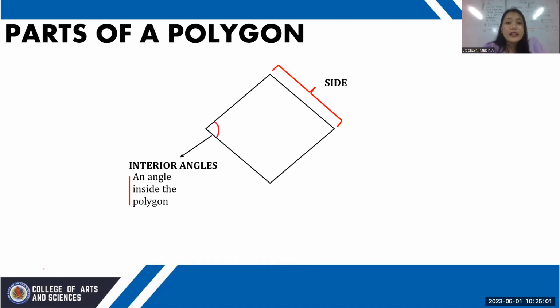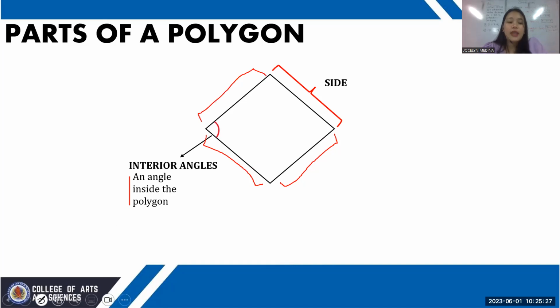Okay? Pangalawa, we have what you call your sides. Ang sides natin, anak ko, these are the straight lines that enclose a polygon. So yung sinasabi ko kaninang straight lines, yun yung sides natin. Okay, as you can see, ilan yung sides? Meron tayong 4. So meron tayong 1, 2, 3, and then 4 na sides.